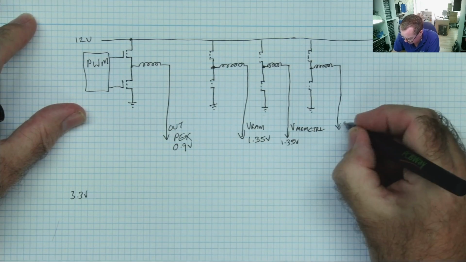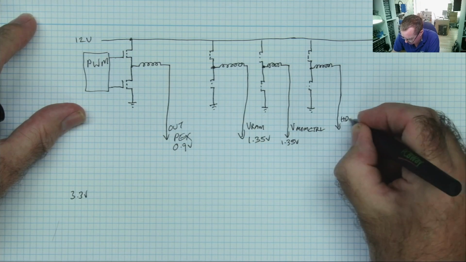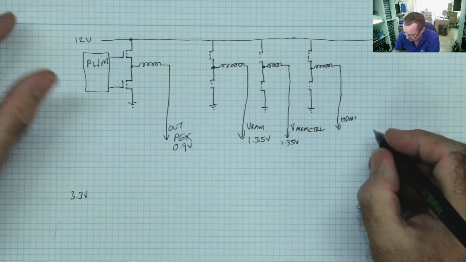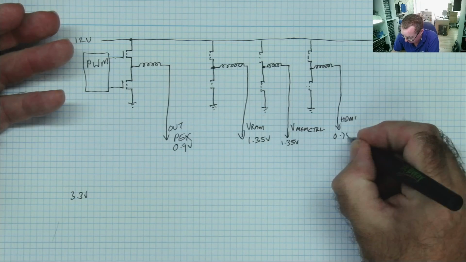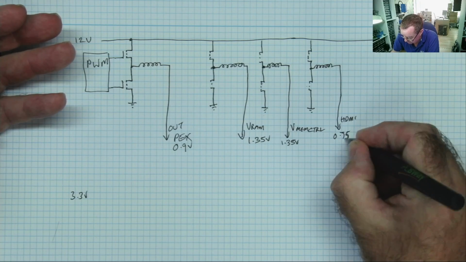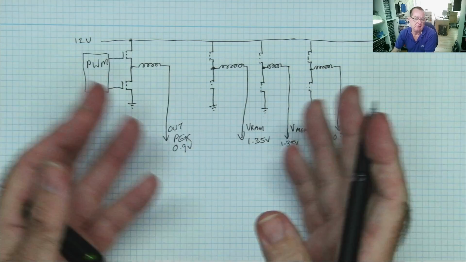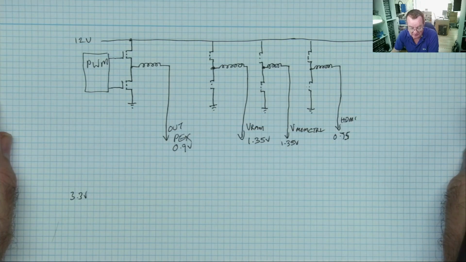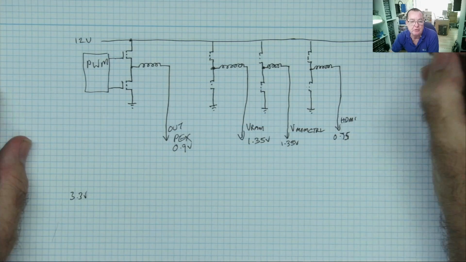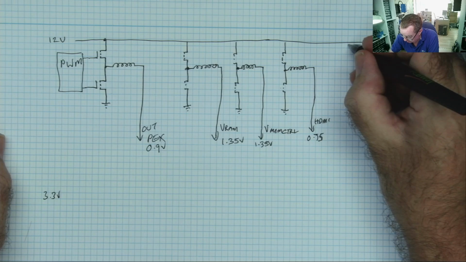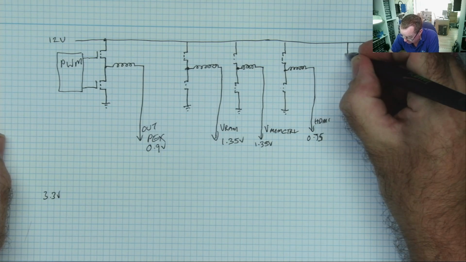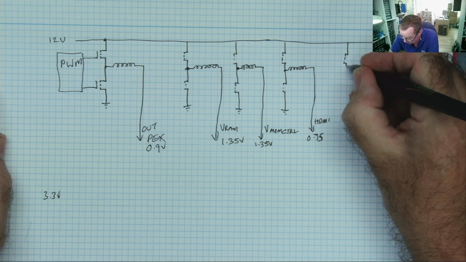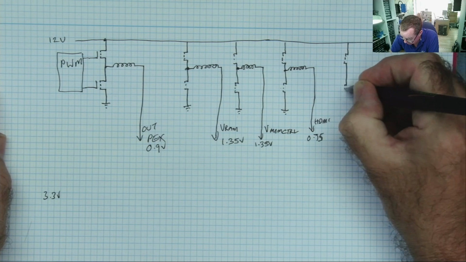I'll just call this HDMI. Okay, and this is going to be usually about 0.75 of a volt. Again, some cards don't need it, it depends on what voltage the GPU is running at. And we have the voltage to the core, okay? So the core of the GPU, this is what draws the most power. That's why it reads the lowest resistance.